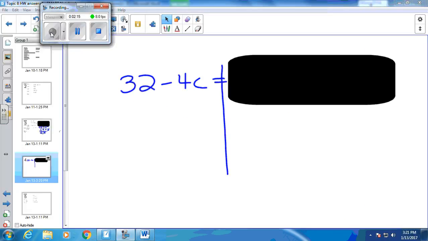All right, so this is where we left off. I want you to cover up the right side of the equation, and then look at what we have on the left side, which is 32 minus 4c. I cannot combine those two terms together because they are not like terms. So right now, that left side is as simplified as it can go.